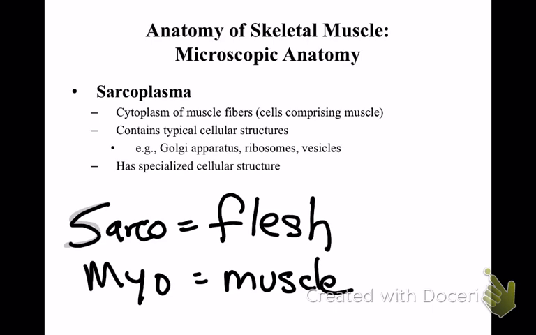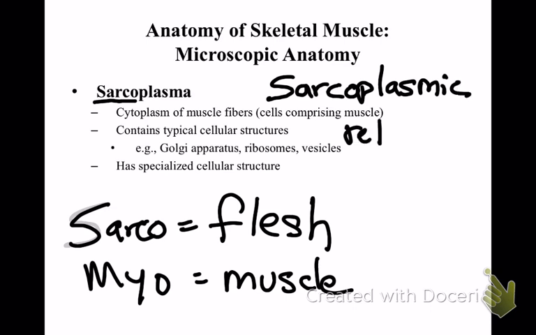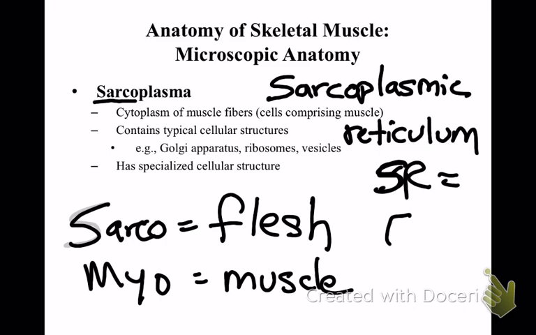Okay, so we use the word root sarco in addition to the word root myo to refer to muscles. I don't know why that is. It's just the way it is. So sarcoplasm would be the cytoplasm. Sarcoplasmic reticulum, what would that be? What does it sound like? It's SR for short. It's the same thing as ER, only highly specialized.